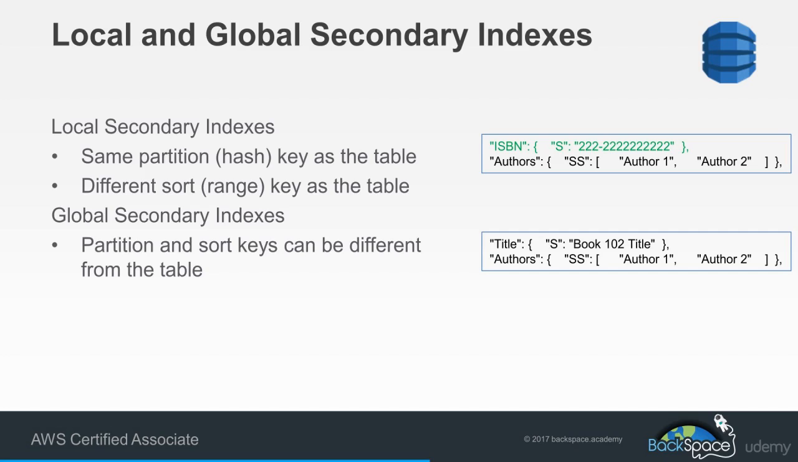We also have global secondary indexes. They have a partition and sort key, or hash and range key, that can be different from the original table. We look there, we've got a global secondary index down the bottom, and we're using the title as our partition key and the author as a range. So we can search on title and find the authors quite quickly by setting up a global secondary index like that.